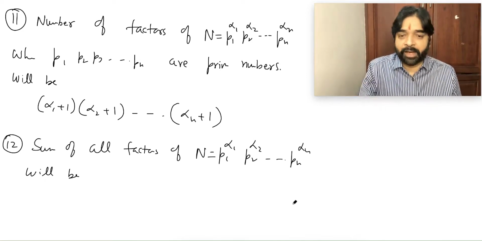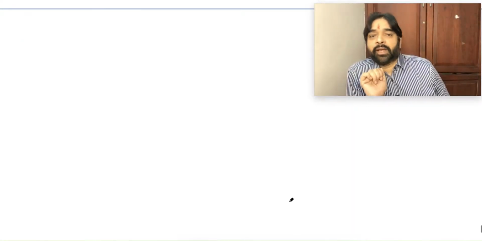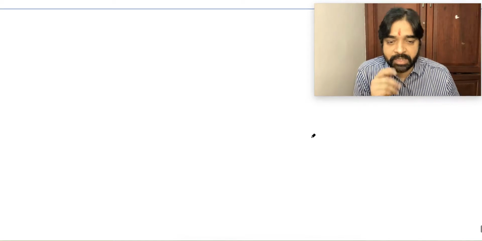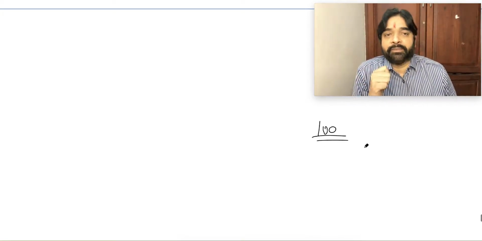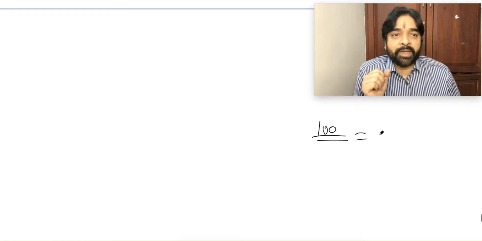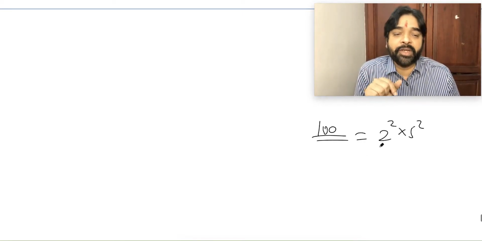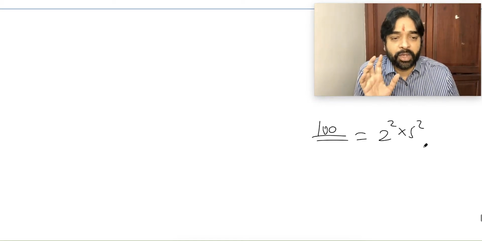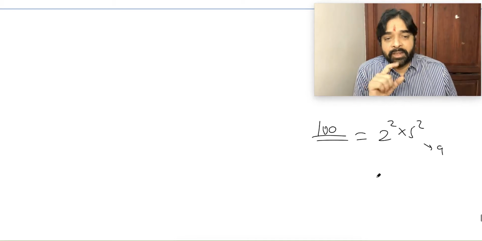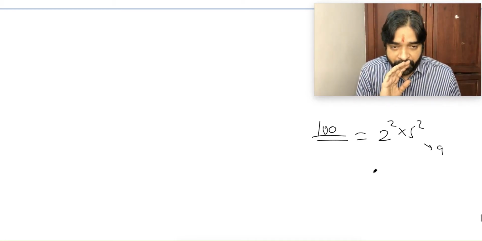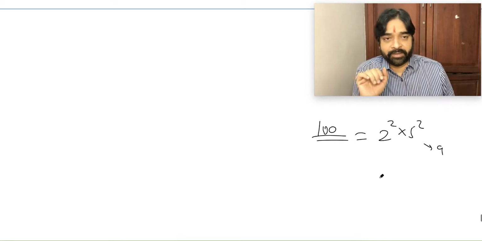Let's understand what I'm trying to tell you here. Watch it, everybody. Suppose I want to get all the factors of 100. I will write 2 power 2 into 5 power 2, and that will be 3 into 3, 9. Total 9 factors are there. Okay. I have to find out the sum of all these 9 factors.